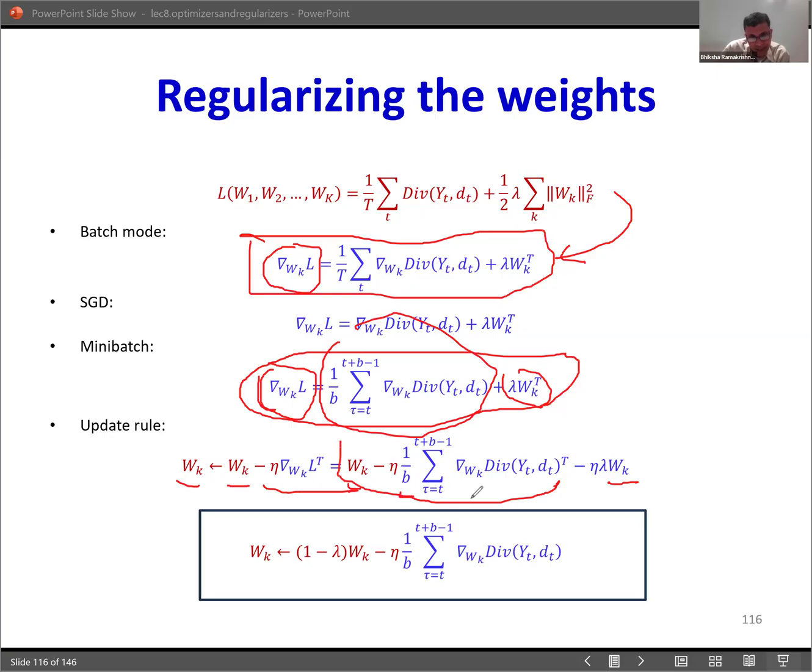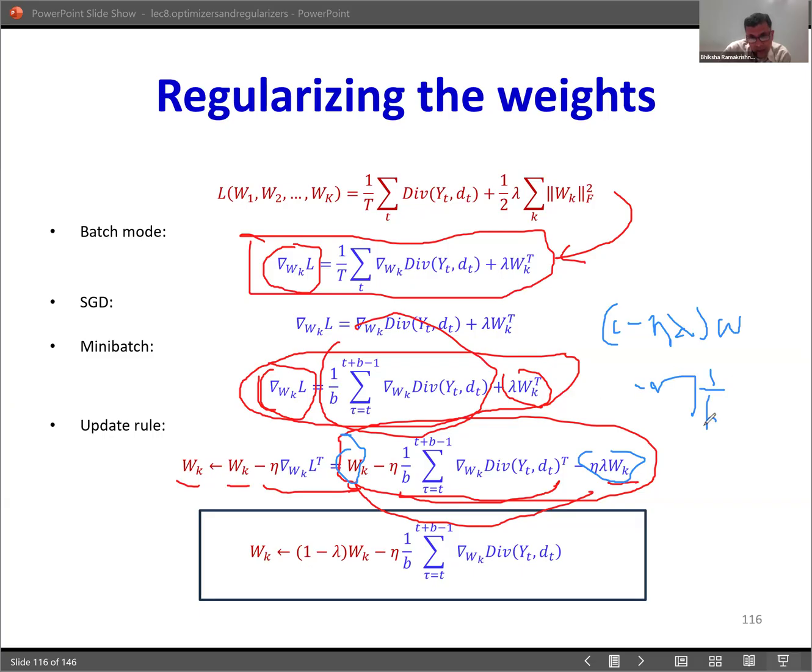So is this formula making sense here? I can combine these two terms and write it as 1 minus eta lambda times W, minus eta times 1 over B summation of the loss derivative. That's what this becomes, right? So yeah, that's right, Shrikant. So is this making sense?